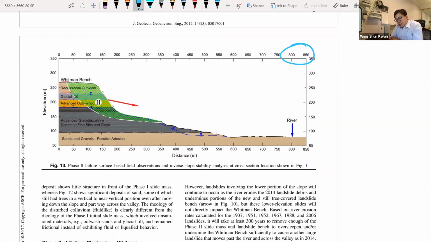The other trick is you may need to find out the moment arm. I think that may be a little bit challenging, but I let you try to figure out how to do it. You have the slip surface, and you should know about the moment arm.